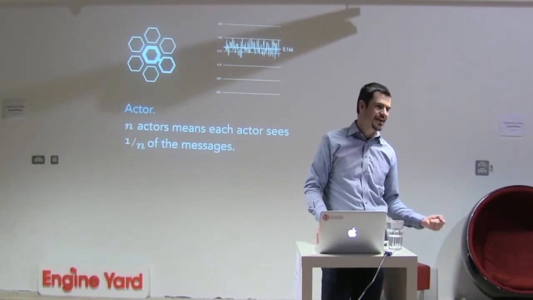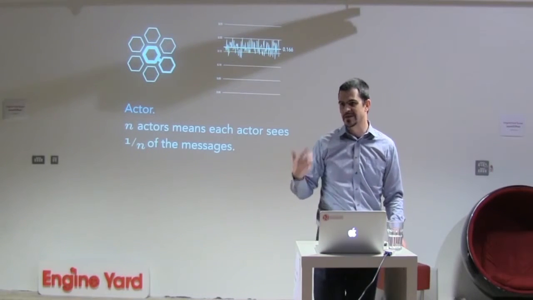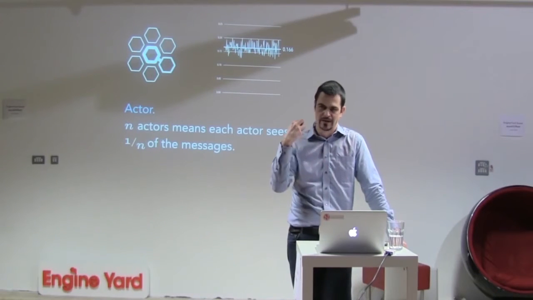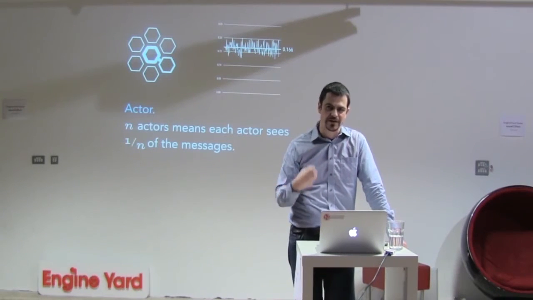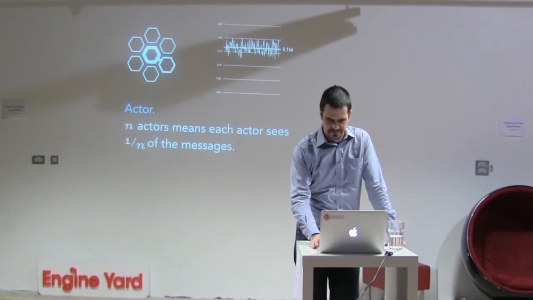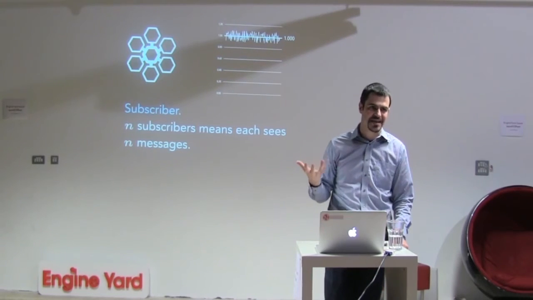For example, the actor model. Well, you know that 1 over n is the amount of messages that any microservice should see. That's an invariant. It doesn't matter how many messages there are, and it doesn't matter how many actors there are. The invariant is easy to describe. The subscriber is pretty much the same, except this time it's n.